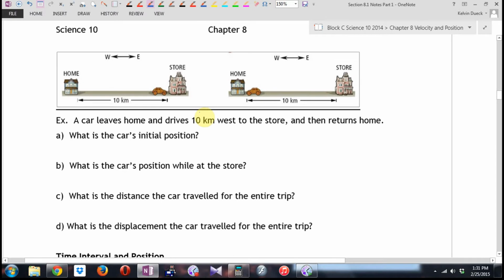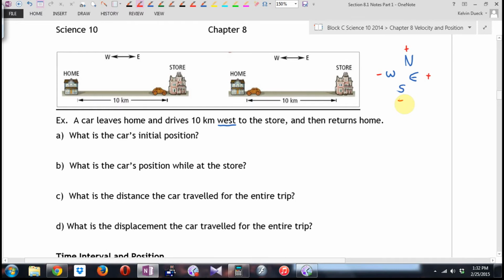A car leaves home, drives 10 kilometers west. What I tend to do, if they give me compass directions, is somewhere on the page draw a little compass rose, like that. And you may, if you want to, make a little note: positive, positive, negative, negative.